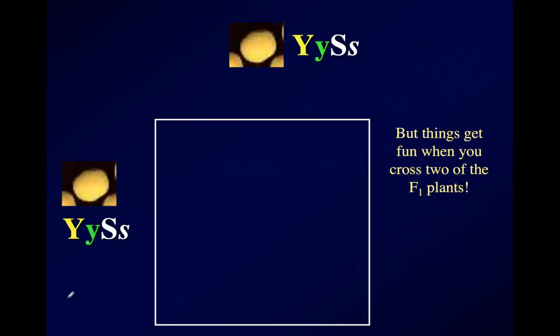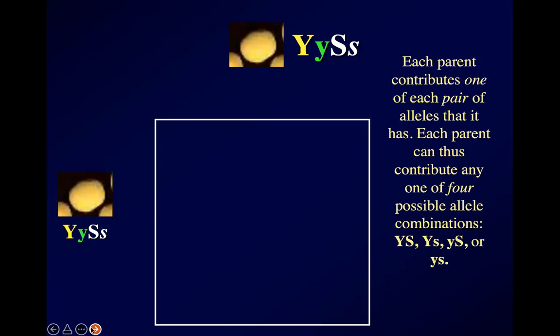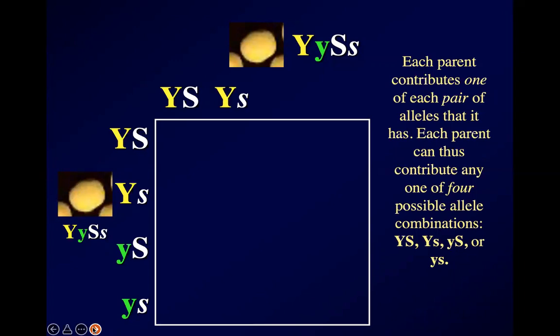it gets a little more interesting because each of these F1s is heterozygous for both genes. Each one of these F1s is carrying a dominant yellow and a recessive green, and a dominant smooth and a recessive wrinkled allele. And that makes things more interesting because each parent can contribute one of each pair of alleles that it has. And there are 4 possible allele combinations that each parent can pass on.